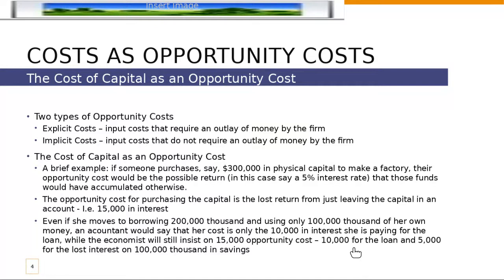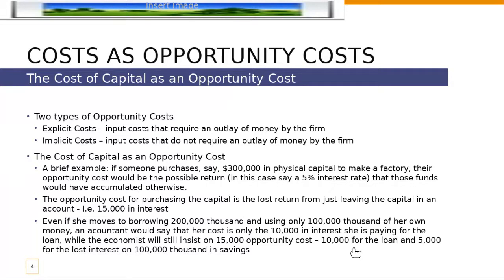Now, let's pause for a moment. What does this mean? Simply put, imagine a situation in which someone borrows $200,000 in order to buy physical capital and puts $100,000 of their own money toward that physical capital. An accountant would look and say, oh, you spent $200,000 in loans, you spent $100,000 of your own money, and you have to pay an interest rate of 5% on the $200,000. Well, that's $10,000 in interest. So you have in total spent $310,000. That's how an accountant would explain your costs.